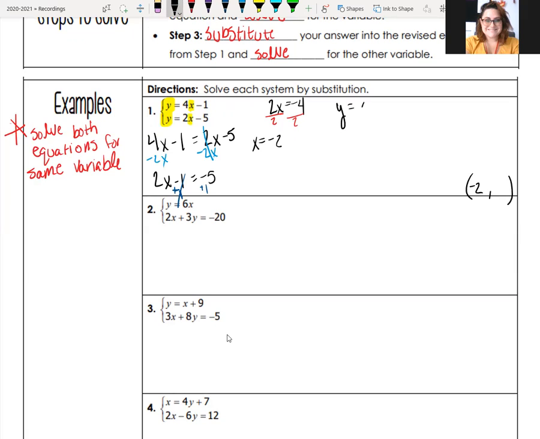So we would have y equals 4 times a number minus 1. And my number is -2. 4 times -2 gives me -8. And -8 minus 1 gives me -9. So the solution for this one will be at -2, comma, -9.